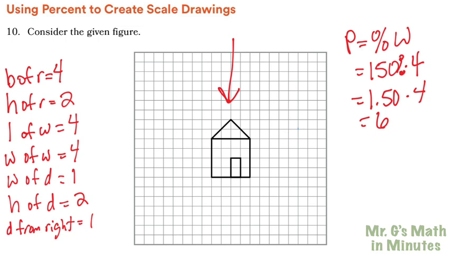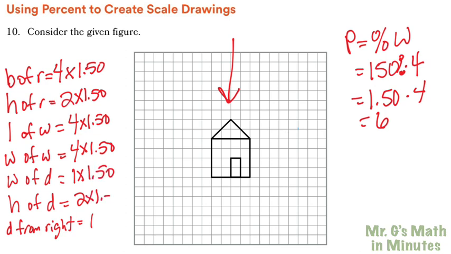Now you can see all we're doing is taking the original number and multiplying it times the percent as a decimal. So I'm just going to go through here and do 4 times 1.50 clean down the page for all of the numbers that we have. And then we do the math and figure all of these numbers out. So 4 times 1.50 is 6. 2 times 1.50 is 3. We've already done the 4. We got 6s on those.